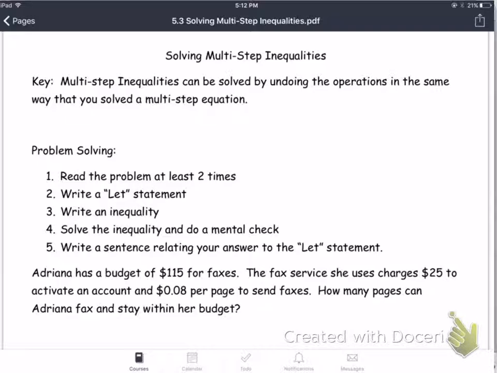Now this, if you look, is going to be your first page. But I'm going to go to the bottom of the first page, and then I'm going to kind of come back up here since it involves a word problem. So let's jump to the bottom.